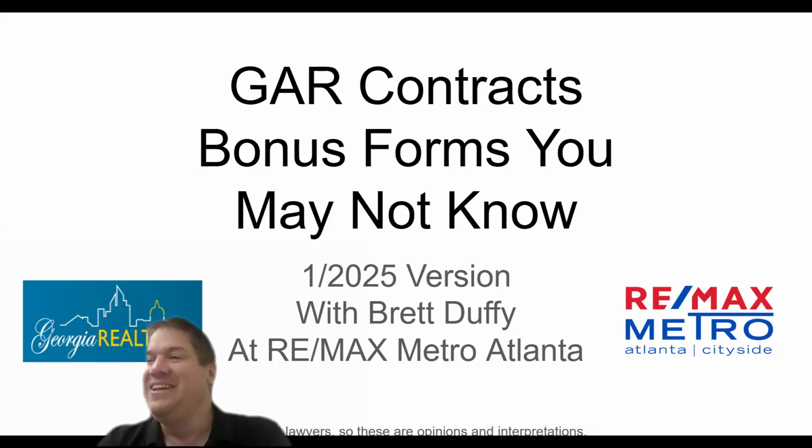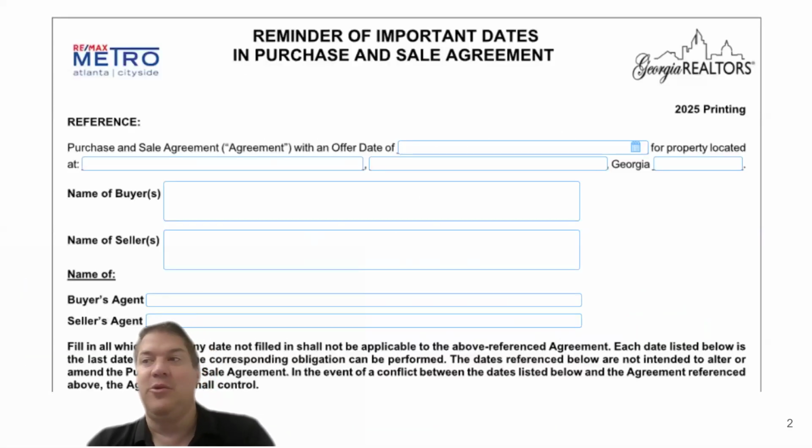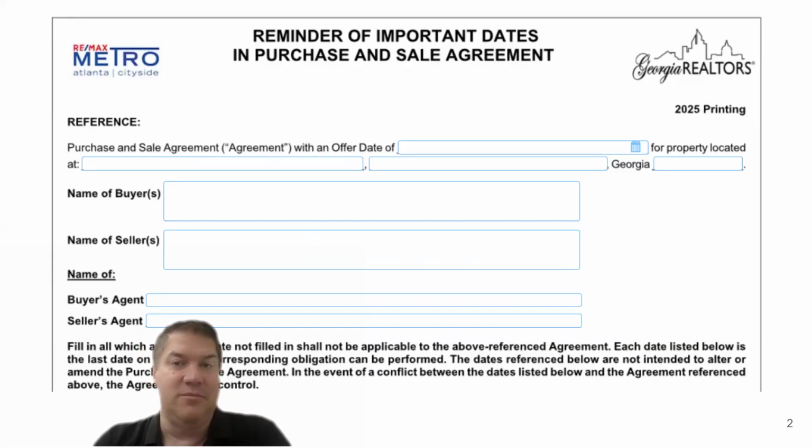All right. So first form up is the reminder of important dates in a purchase and sale agreement. This is one of my absolute favorite forms. I cannot tell you how many times in a transaction one side thinks one thing, the other side thinks another thing. People don't remember. Clients are like, wait, you didn't remind me that that was when that ended. I don't know, the lender, blah, blah, blah. So this is the form that you can use that will solve most of that. It doesn't solve it all, but it'll solve most of that.